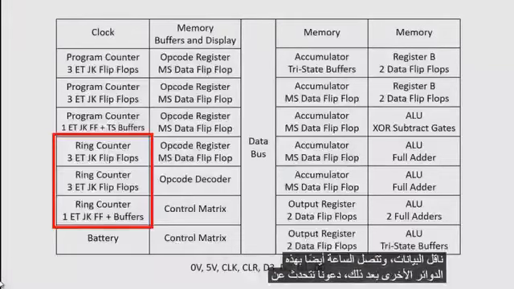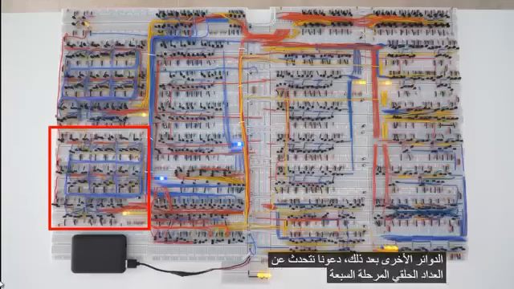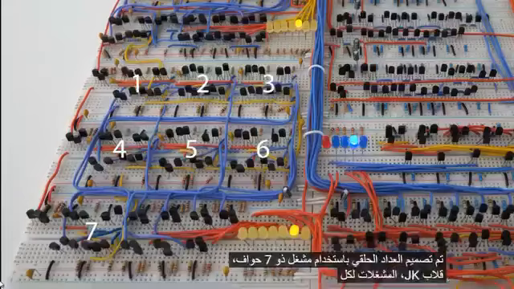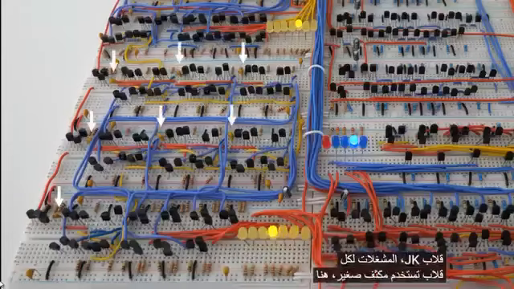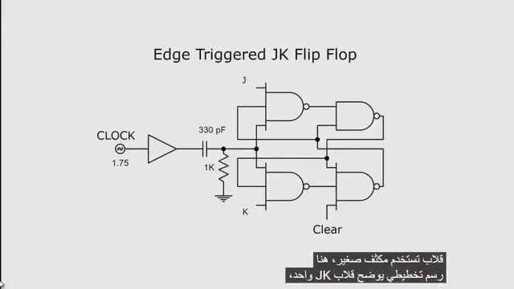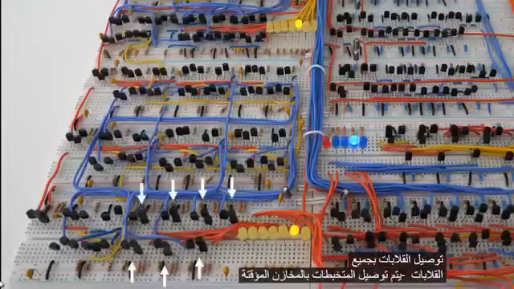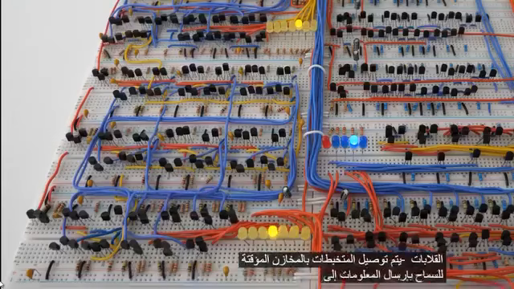Next, let's talk about the ring counter. The 7-stage ring counter is built with 7 edge-triggered JK flip-flops. The triggers for each flip-flop use a small capacitor. Here is a diagram showing one JK flip-flop, and here is a diagram showing how the flip-flops are connected. All of the flip-flops are connected to buffers to allow information to be sent to other circuits.